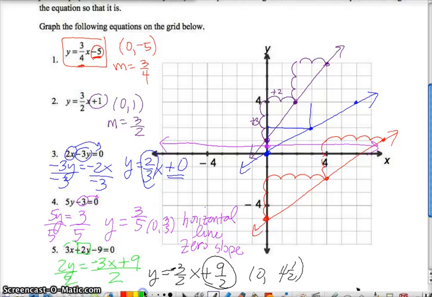So I'm going to color that in green. So I go up 4.5, so that's my starting point. And then my slope is negative 3/2. So I'm going to go down 1, 2, 3, to the right 2. Down negative 3 to the right, positive 2. And then I connect these, and that's the final graph.